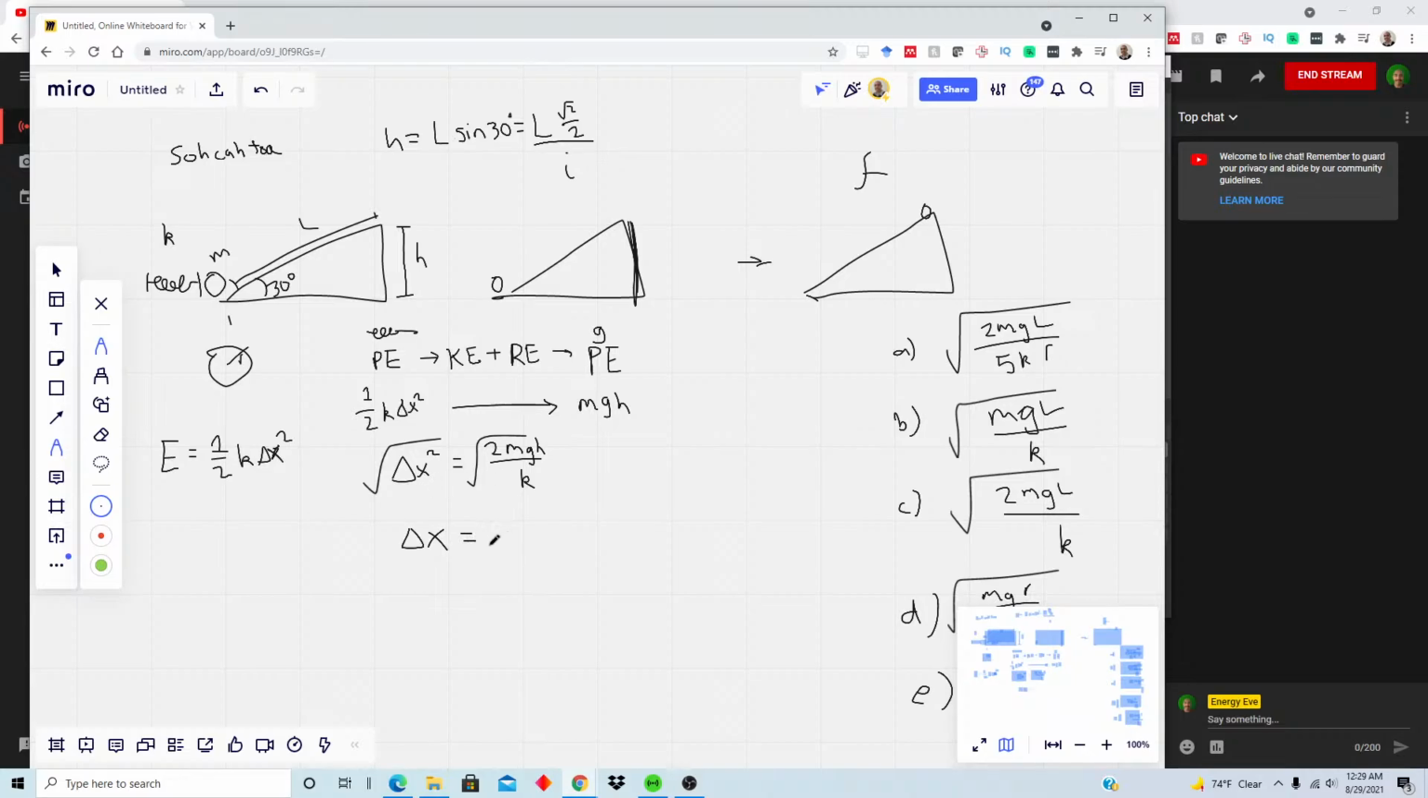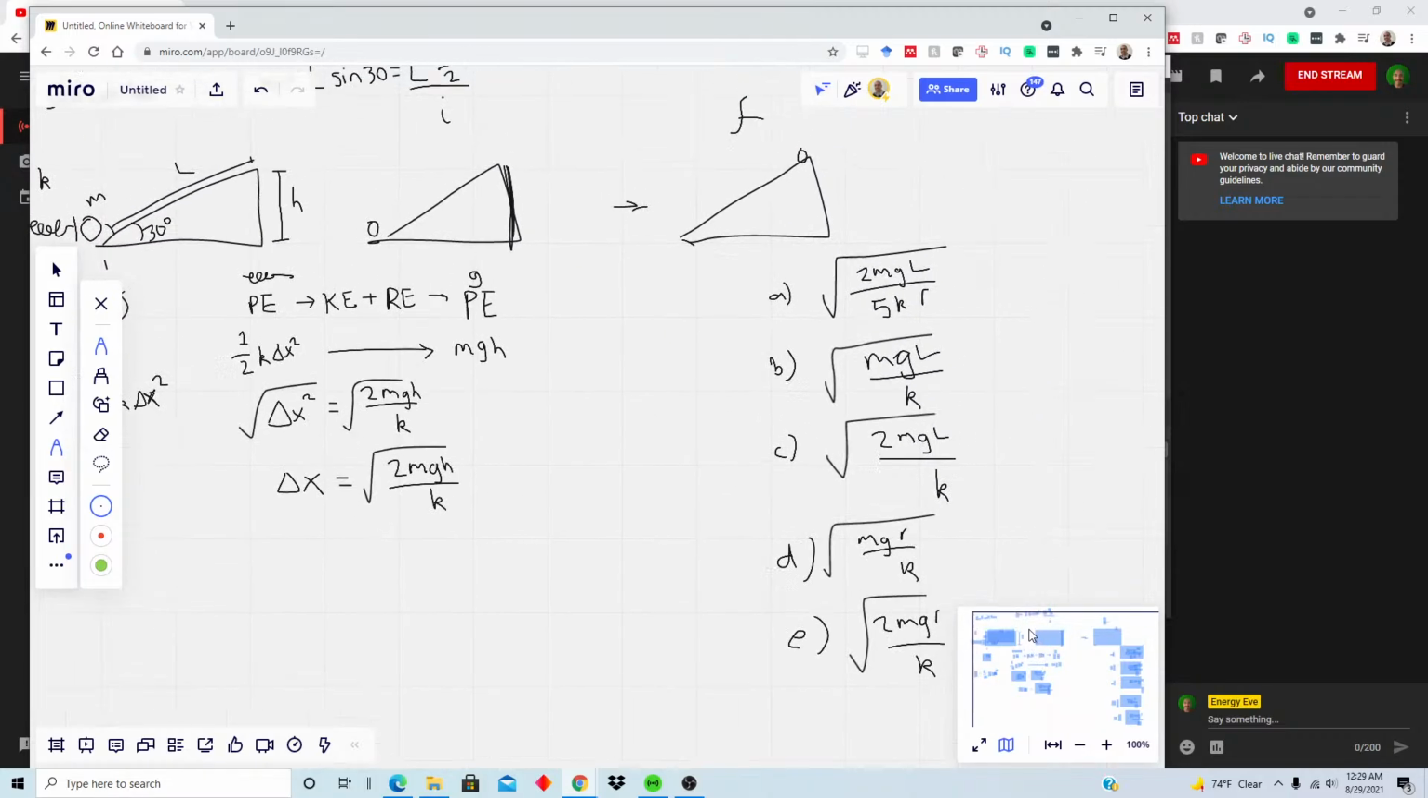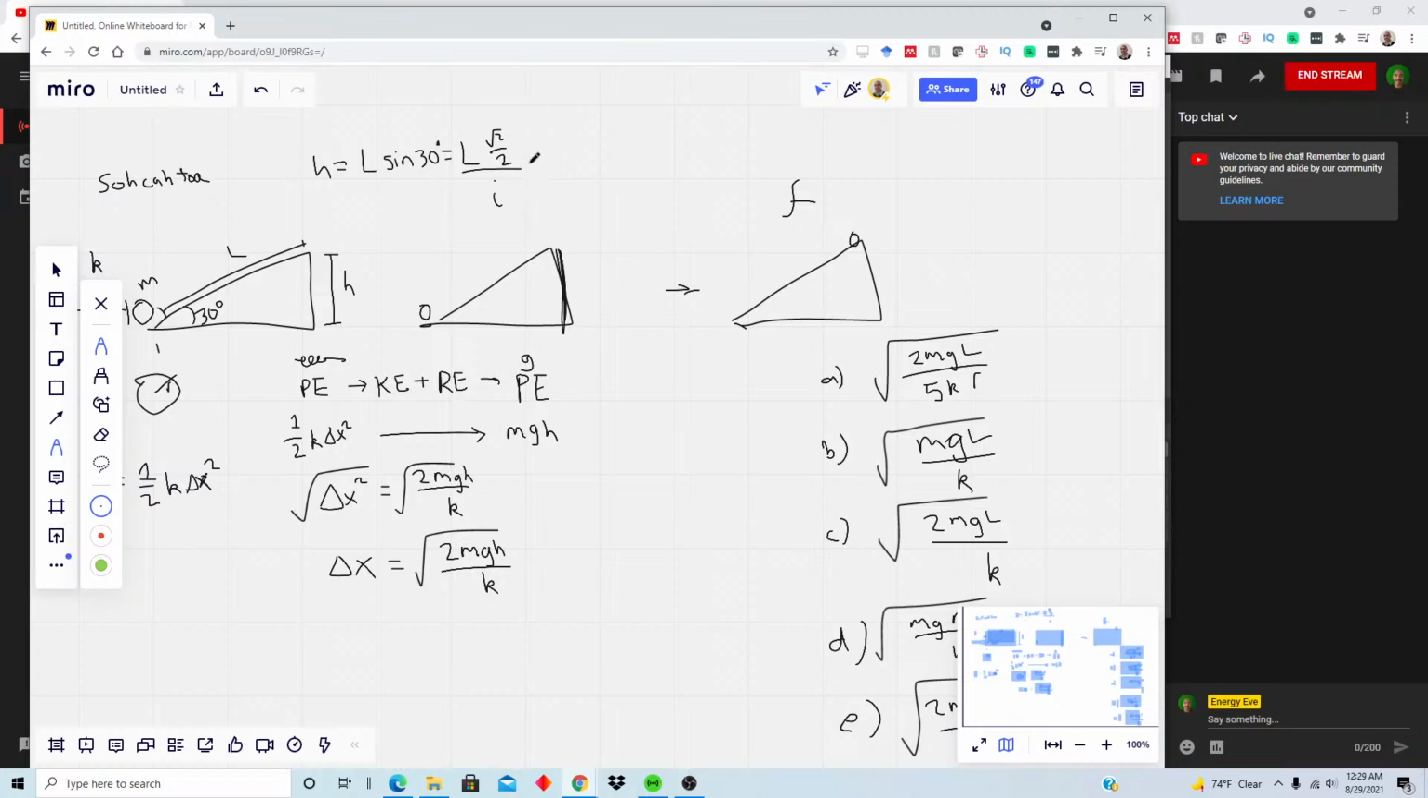I want to make sure to try to include more steps, just so that way we get a better feel for these problems. And is this one of our options? Yes, it is. Oh, wait, I'm not sure yet. We have to plug in h. So what is h? H is equal to L times that. So we have 2mg L square root of 2 over 2 divided by k.